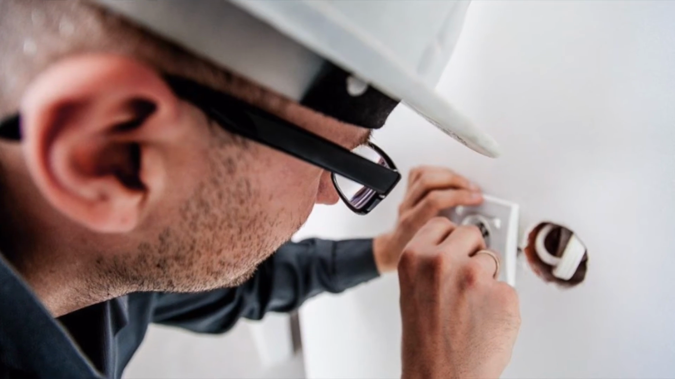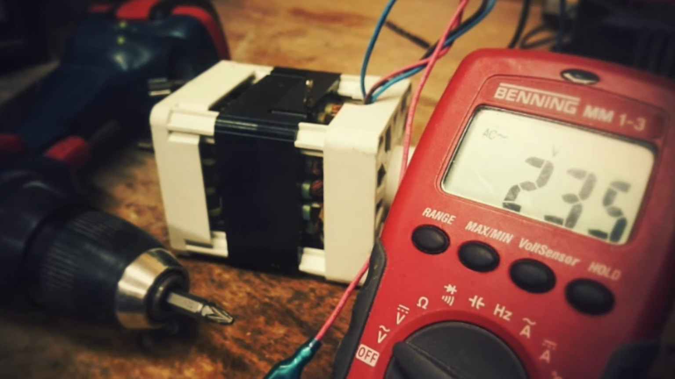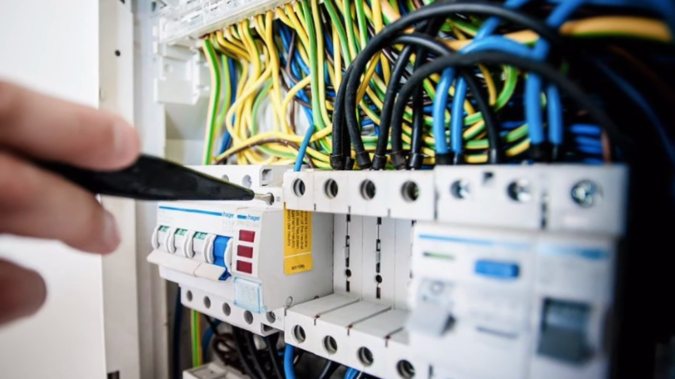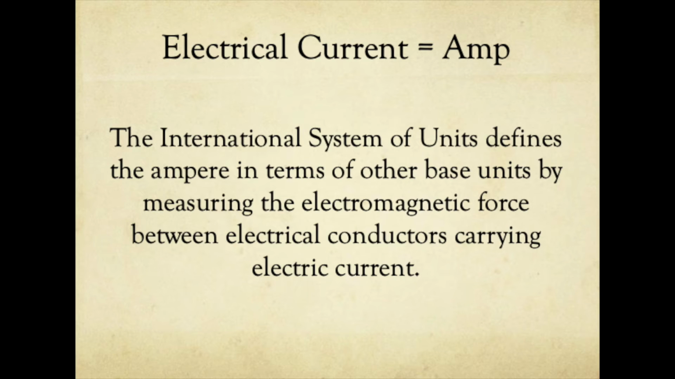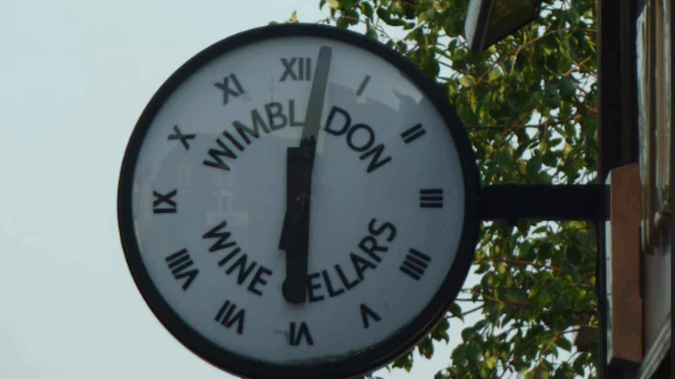Then we need a way of measuring electricity, or electrical current. And of course, if you've worked with electricity, you know that the unit for electrical current is known as the ampere. The International System of Units defines the ampere, or amp, in terms of other base units by measuring the electromagnetic force between electrical conductors carrying electrical current.